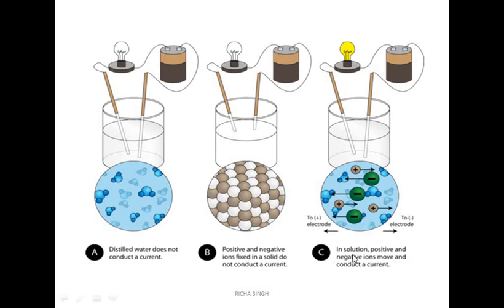In the third part, you can see the solution is having positive and negative ions, which will be free. They will move, and thus you can see the bulb is glowing, because it conducts electricity in the molten or in solution state only. So this topic covers your chapter lesson number 3.